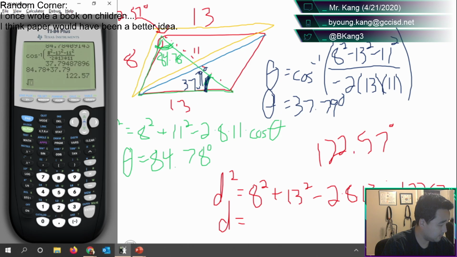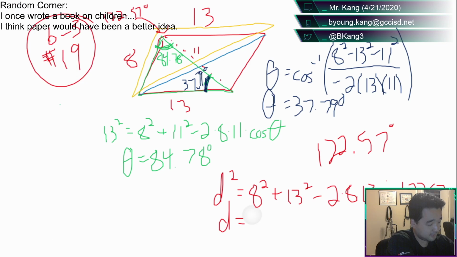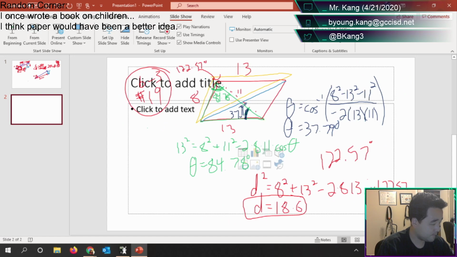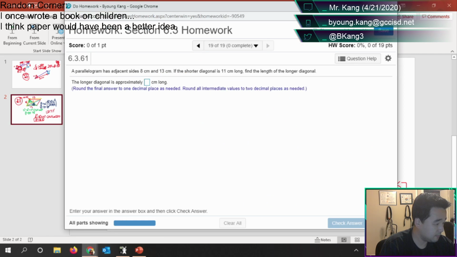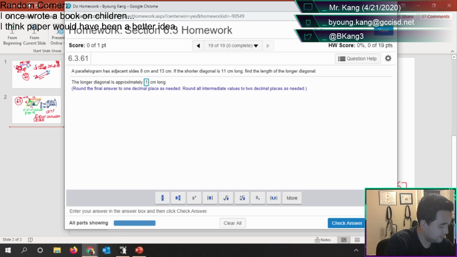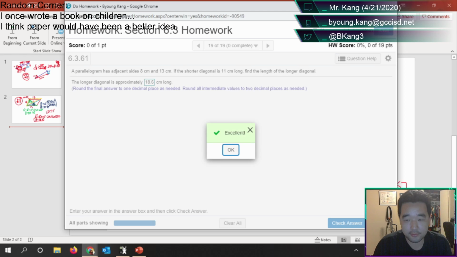So square root 8 squared plus 13 squared minus 2 times 8 times 13 times cosine 122.57. 18.6. It said the final answer was 1, right? Change the numbers, whatever. Oh look, I got 13, 8 and 13 and 11. Let's just plug it in. Hey, there we go. We did math.